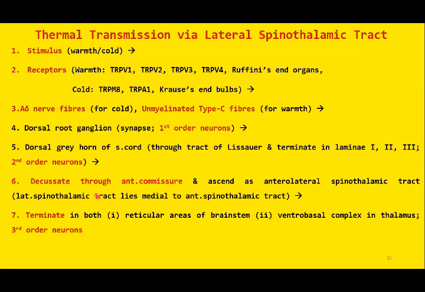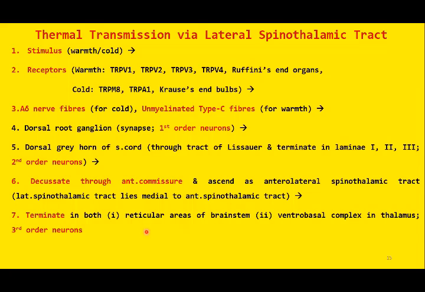So all the fibers that ascend through the anterior commissure as the anterolateral tract will terminate in the reticular areas of the brainstem and the thalamus. Inside the thalamus, we have the third order neurons. Remember T for thalamus, T for third order neurons. So most of the thermal sensations terminate in the brainstem and thalamus.